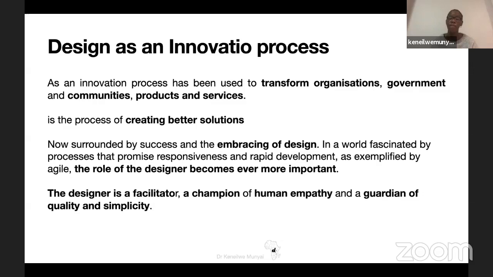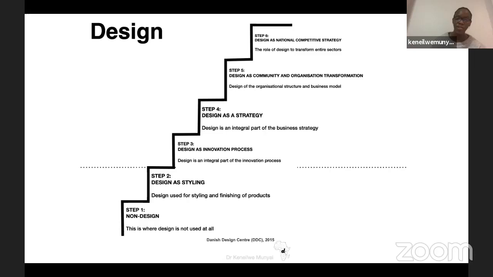And of course, then this also changes the role of a designer. A designer becomes a facilitator, a champion of human empathy and a guardian of quality and simplicity. So there's this Danish design, it's called the Danish design ladder. If you look at this ladder, it shows you the different levels of design.